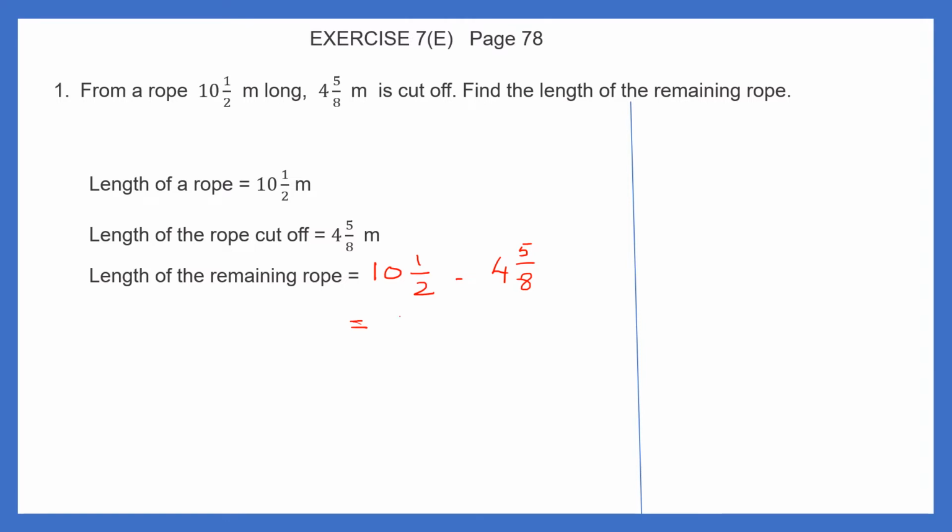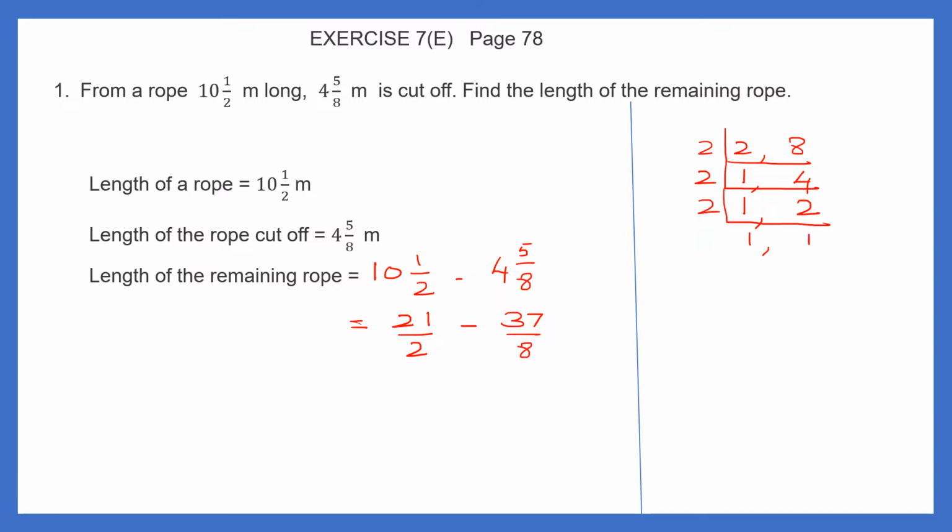2 tens are 20 plus 1, 21 by 2, minus 8 fours are 32 plus 5, 37 by 8. Now these are unlike fractions, so we have to find the LCM. Let's find the LCM of the denominators 2 and 8. 2 ones are 2, 2 fours are 8. Again start with 2, 1, 2 twos are 4. Again with 2, 1 and 1. So the LCM equals 2 into 2 into 2. 2 twos are 4, 4 twos are 8. So the LCM is 8.